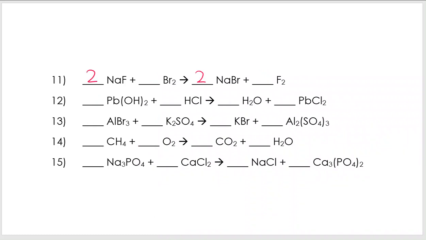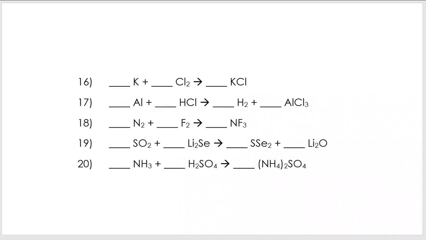And it's 2NaF and 2NaBr. On the next one, 2HCl and 2H2O. On to the next one, going into slightly bigger numbers, we're balancing the aluminiums. I need 2AlBr3, which means 6Br, which means 3K2SO4. And then a combustion equation, I need 2H2O and 2O2. And finally, on this set, 2Na3PO3, 6Na, and 3CaCl2.